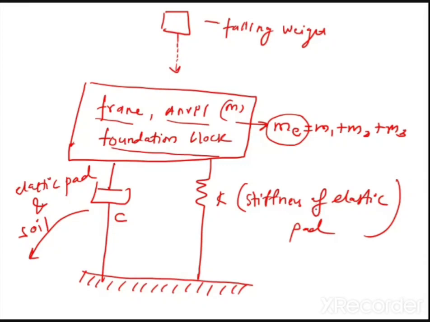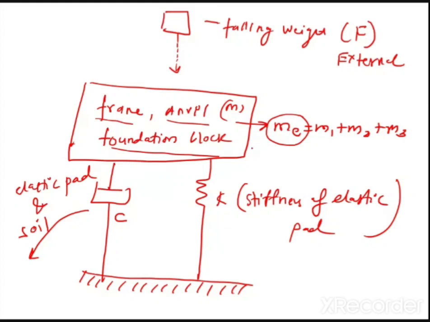Okay, stiffness K. And the falling weight is nothing but F, the external excitation force. Whenever this weight falls, the system is disturbed from the mean position and starts oscillating. Then you have to consider the damper, the elastic pad and the soil, and the stiffness of the elastic pad, K. They will dampen the system for the foundation block.